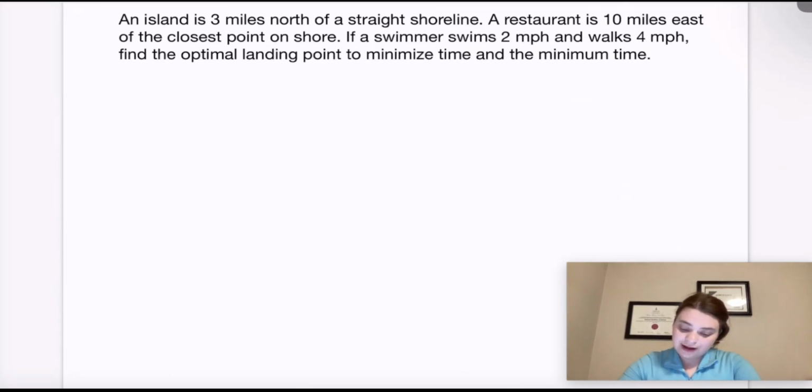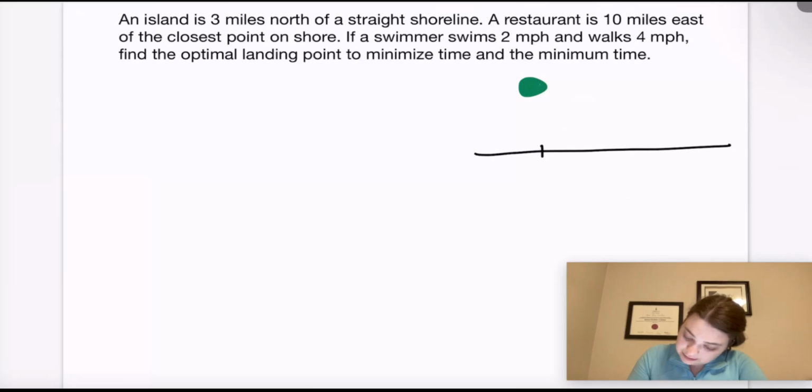An island is 3 miles north of a straight shoreline. Okay, cool. Let's write that down right away. Here I have my island, and then here I have my straight shoreline like that. And we know that this distance here from the island directly to the shoreline is 3 miles.